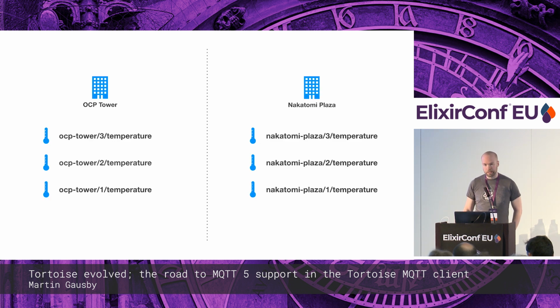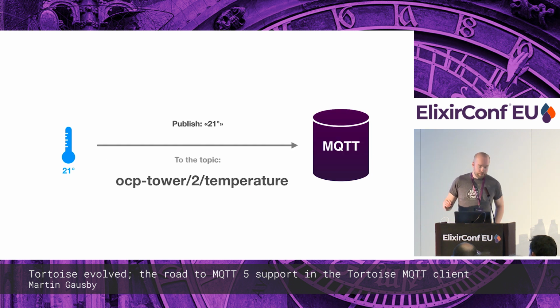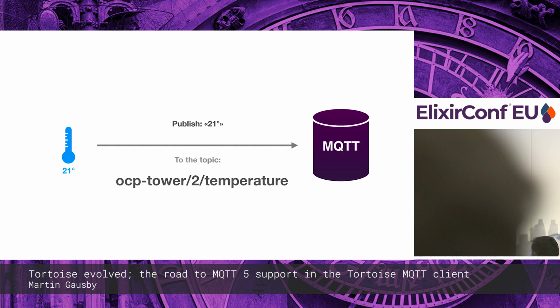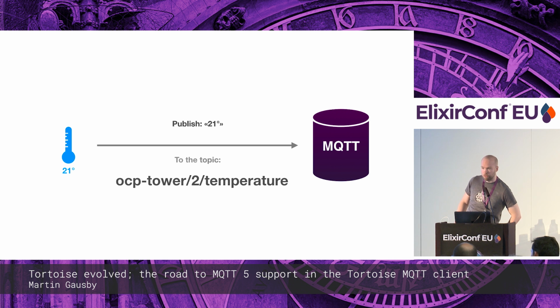So here I've created an example with two famous buildings, and they both have thermometers on their floors. Both buildings have 3 floors, and they have a thermometer posting to a topic each. So let's look at that topic. At an interval, our thermometer will post to, in this case, OCP tower floor 2 temperature. And it will publish a message called just 21.